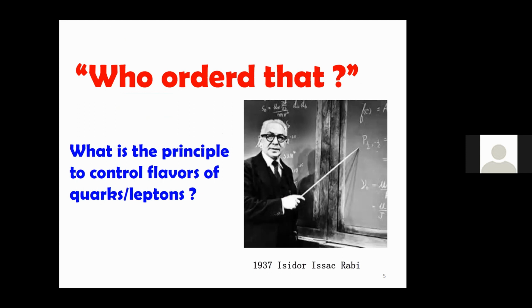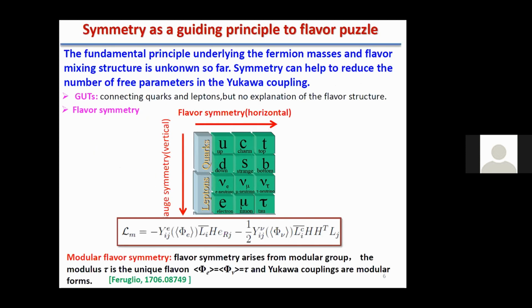That means we want to know the principle behind the mixing, behind the flavor, behind the mass and the mixing. At the moment, there are several possible approaches to understanding the flavor puzzles. The most popular one is based on symmetry, and symmetry can guide us to understanding the flavor mixing, the origin of flavor mass, Fermi mass, and flavor mixings.